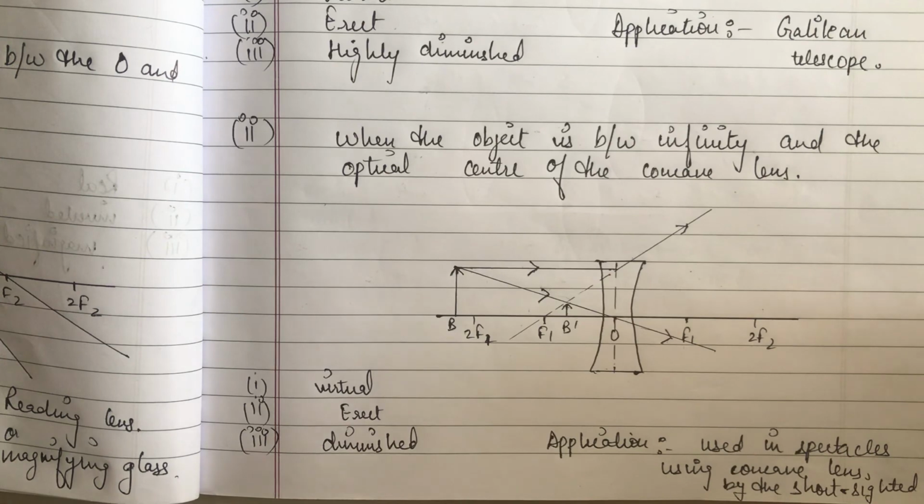Short-sighted people use these kind of lens, concave lens. That's all for this lecture.